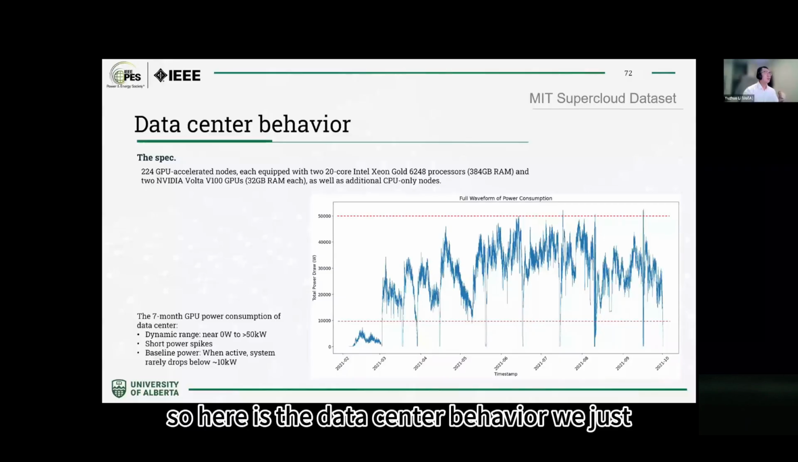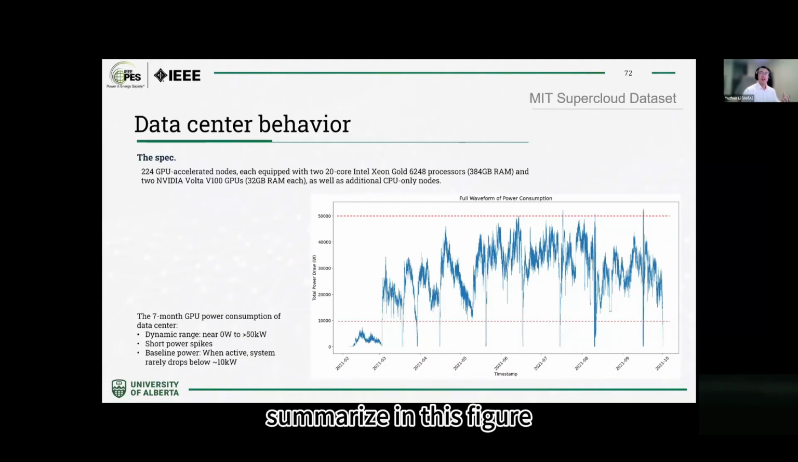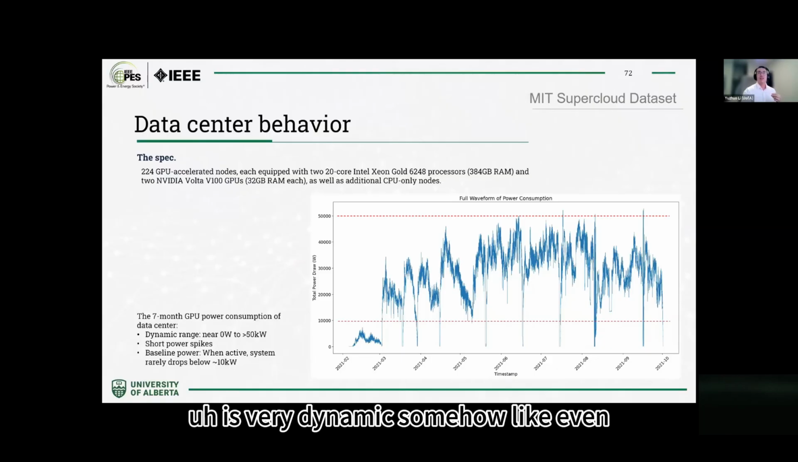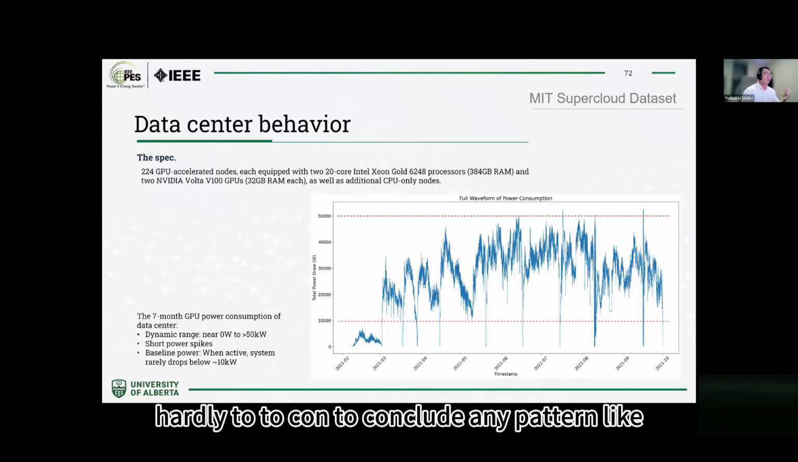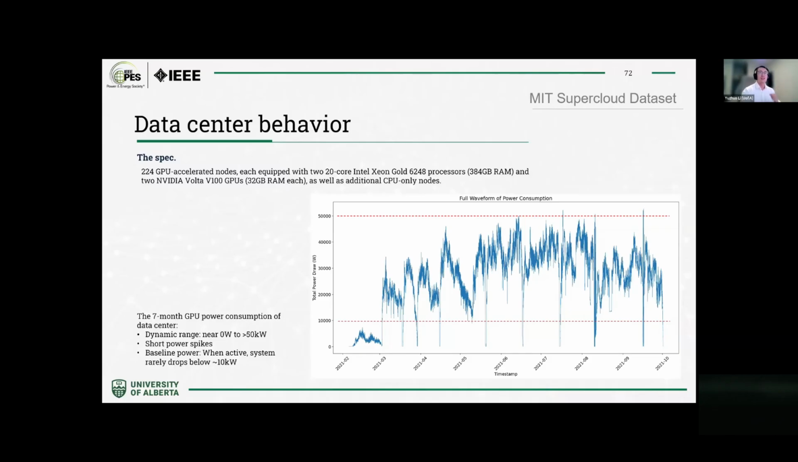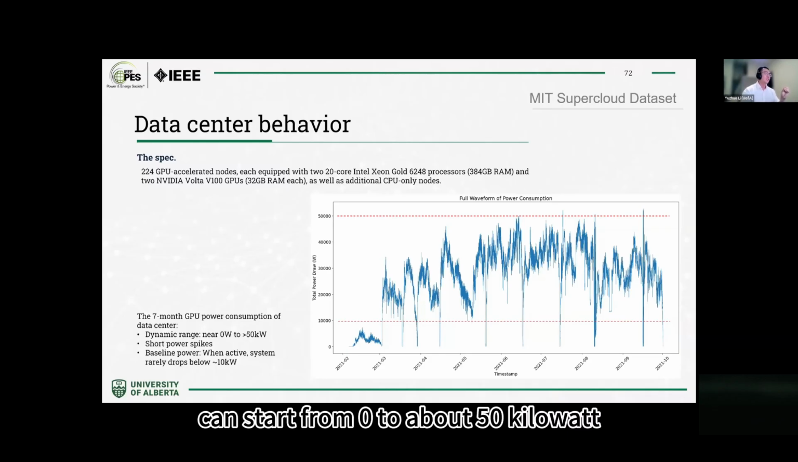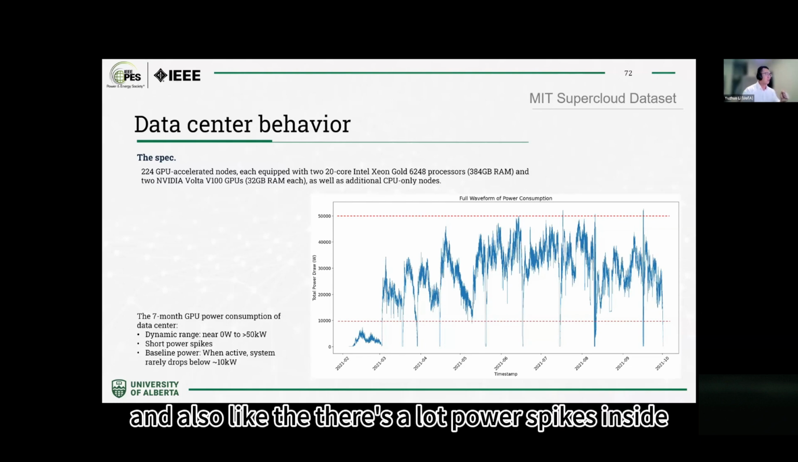So here is the data center behavior. We just summarize it in this figure. As we can see, the 7 months of GPU consumption is very dynamic. Somehow it's hardly possible to conclude any pattern, like periodical patterns, inside. We can notice the dynamic range can start from 0 to above 50 kilowatts. And there are also a lot of power spikes inside.